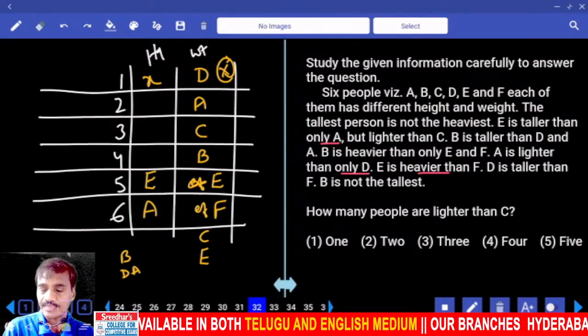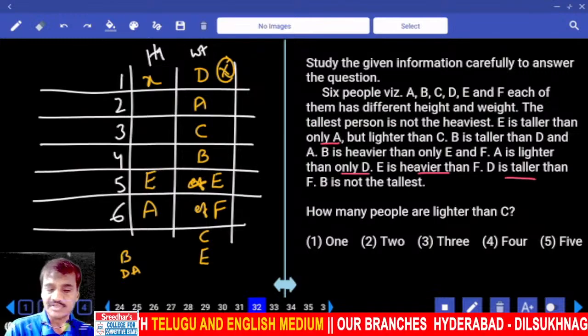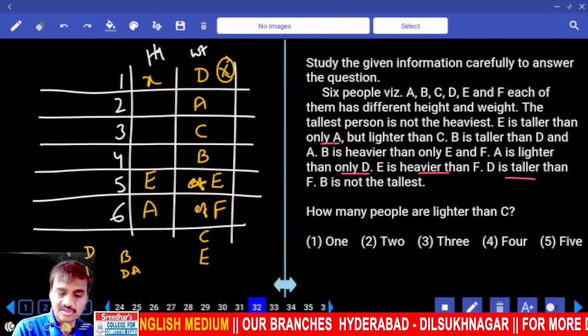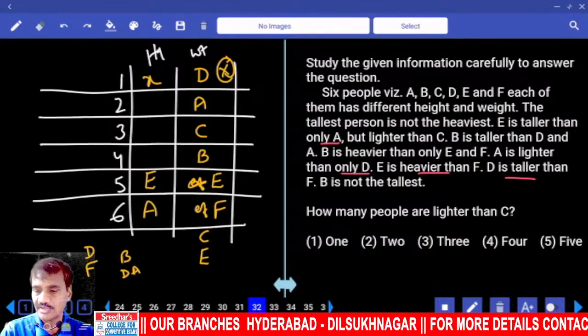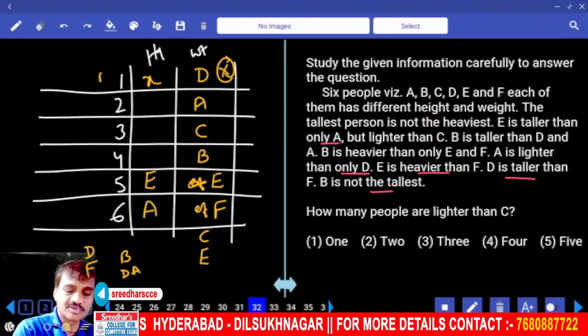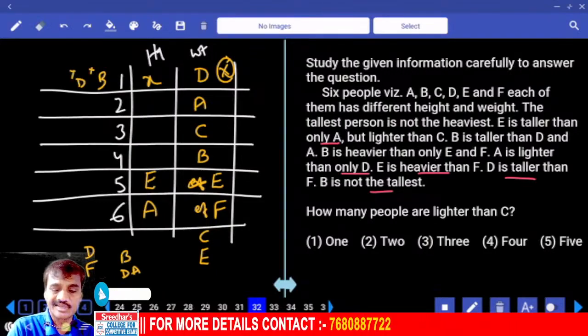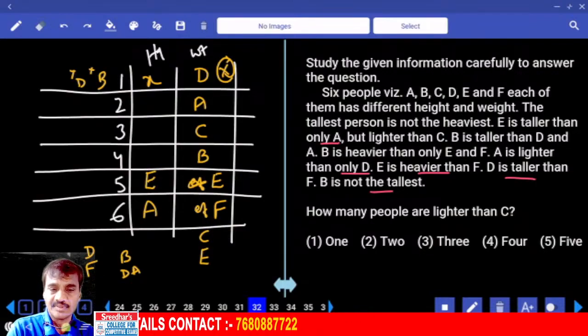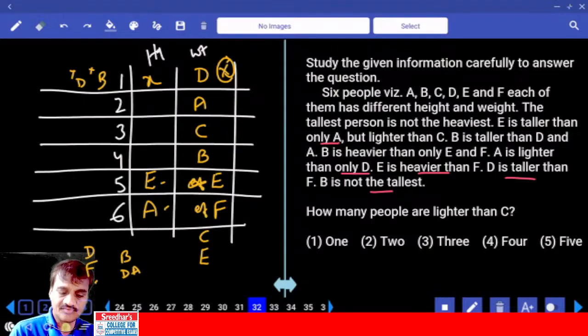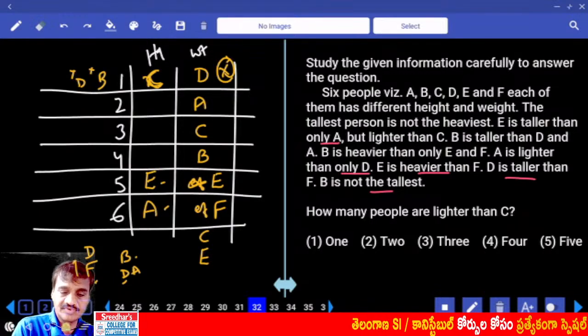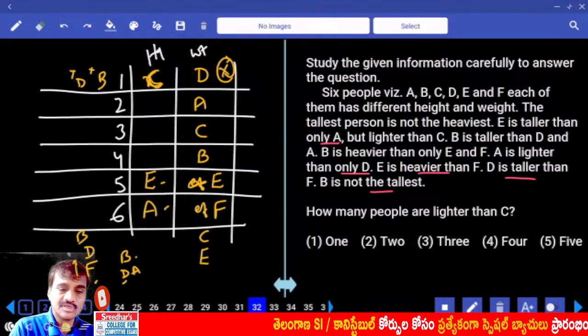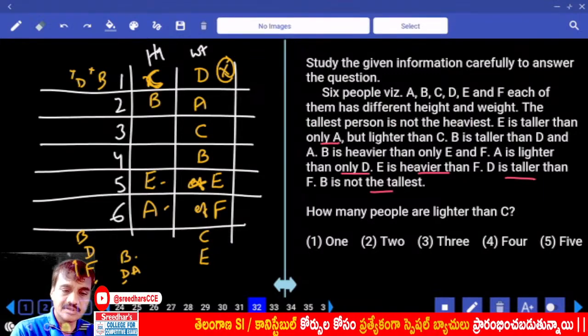Weight done. Then next one, D is taller than F. B is not the tallest. As B cannot be the tallest, D cannot be the tallest either. B, D, E, A cannot be the tallest, and neither can F. Then who is the only person we have here? C. Now C is the tallest here, and D is ahead of B and D is ahead of F, and the remaining persons must be B, D, and F.